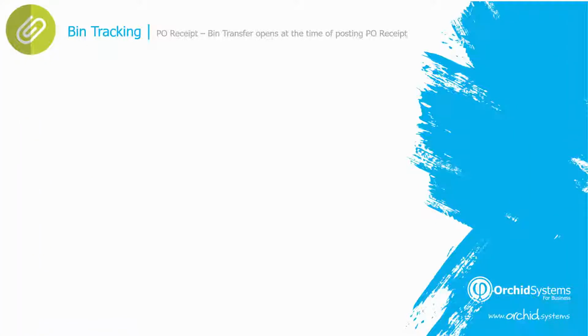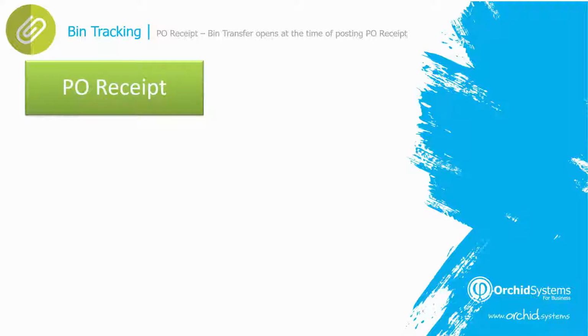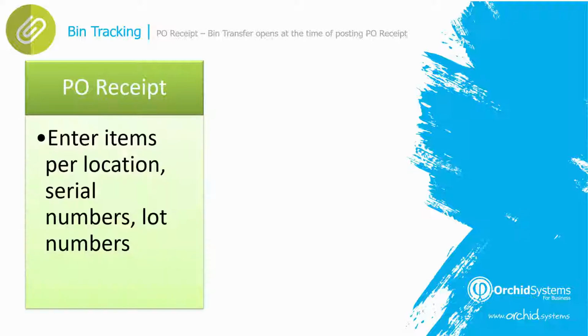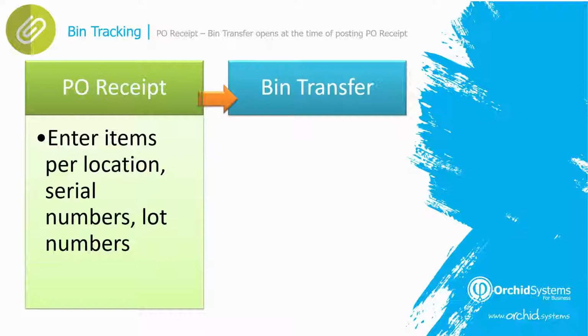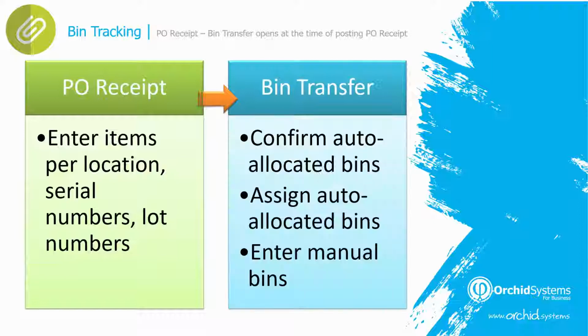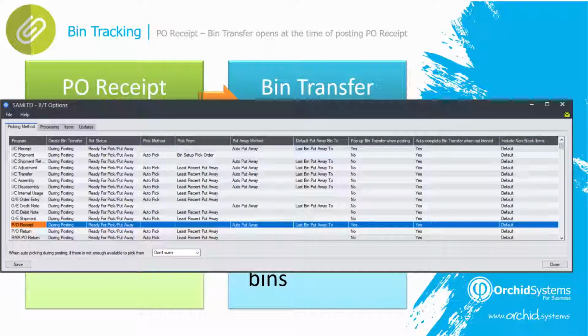Now that we've done our setup and we've taken on our stock, we'll go ahead and do some transactions. The first transaction we're going to do is a PO receipt. So we're going to record the PO receipt and enter the items per location, enter any serial or lot numbers if appropriate, and post the PO receipt. And then because of our configuration, bin tracking is going to automatically create the bin transfer and pop it up on the screen, as that's what our configuration was.